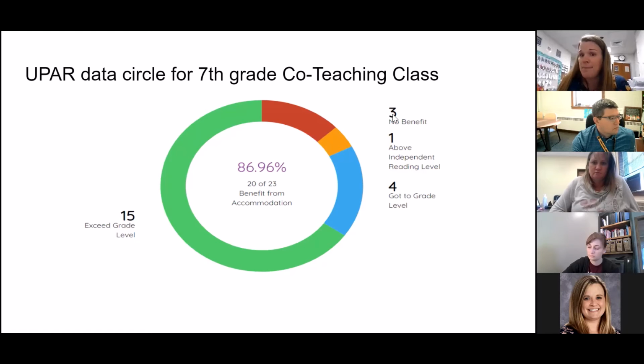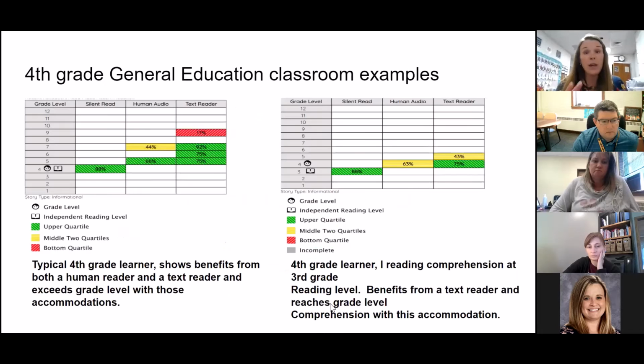3 had no benefit. 1 got to above independent reading level, which didn't quite get to grade level, but went above where we had put him. And then 4 got to grade level. So they were below their reading grade level. So this is just really cool information to look at. This was a wide variety of students, and it shows how many of these kids benefit from just presenting this and giving an additional option to be able to get the input of the data or reading material. So we can go back and ask questions when we're done.